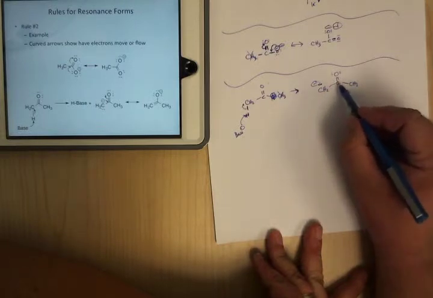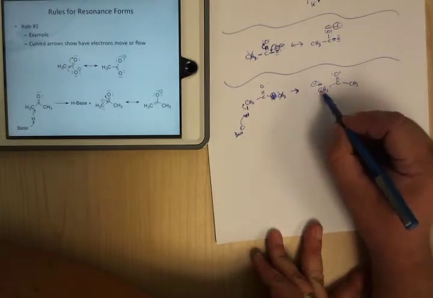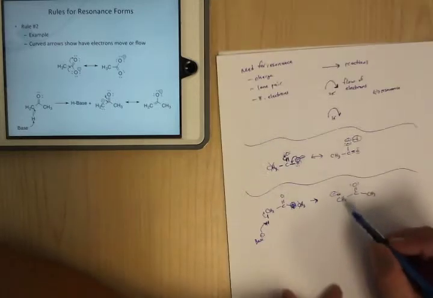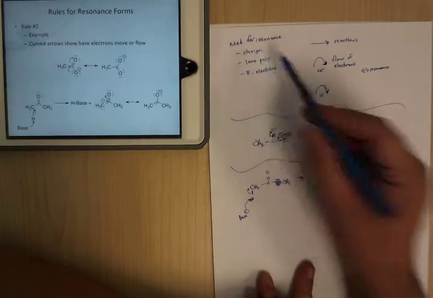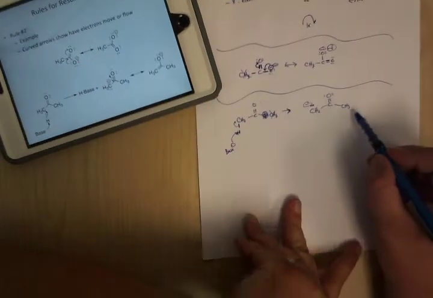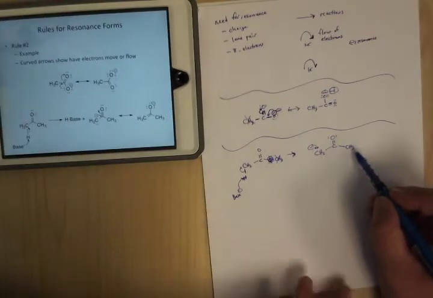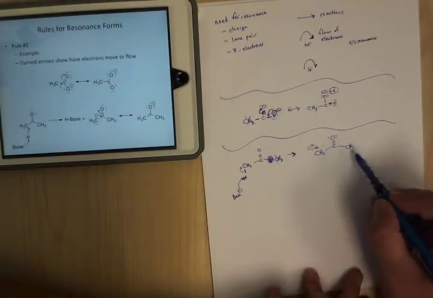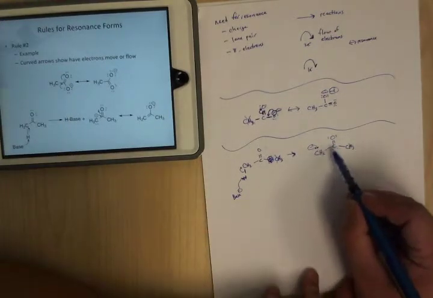Yes, because these guys here can participate. They're right next to this guy with lone pairs. So this one can participate, because it has a lone pair and a charge. This one has a double bond and lone pairs, but this methyl group down here cannot participate in it, so we don't have to worry about that. It's just these three atoms here.